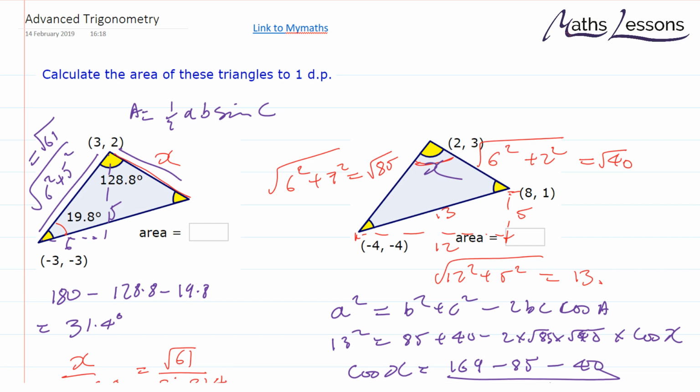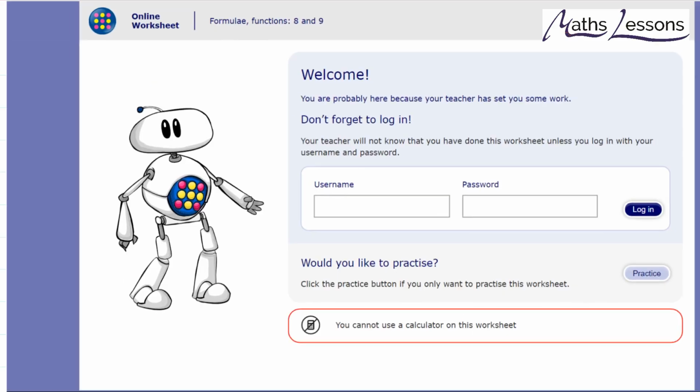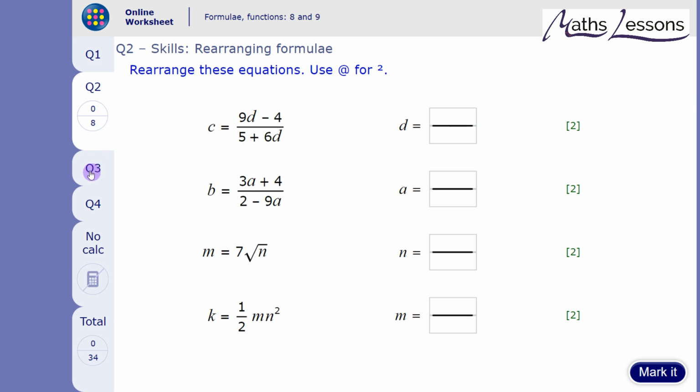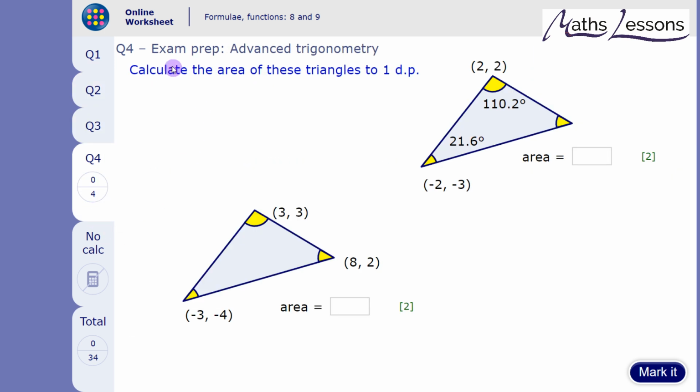It was at the end of the using formula section of my maths, and if I click on there, I get a link to a my maths test, and you can see there's loads of formulae stuff. But at the end there's an advanced trigonometry, and this is exactly the same type of question where you can practice some more questions on my maths.